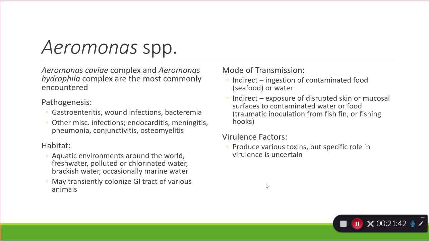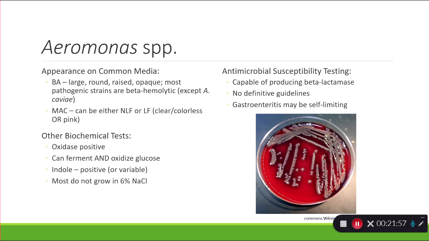We can have an indirect transmission, which would be from eating seafood, or direct, which would be exposure to disrupted skin. Could be from like a fish fin that pokes you, or a fish hook. It does have some various toxins, but the specific role is uncertain. With Aeromonas on blood agar, there's a large, round, raised, opaque, mostly pathogenic strain that are beta hemolytic, except for Aeromonas caviae. On MacConkey, it can either be a non-lactose fermenter or lactose fermenter, where they can be clear, colorless, or pink. They're oxidase positive.